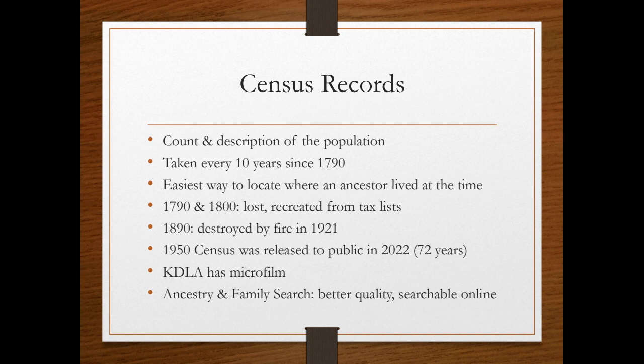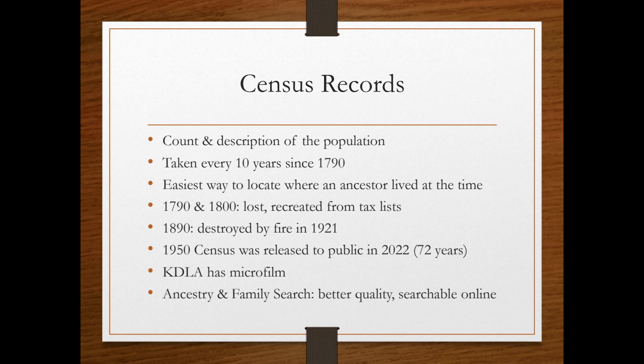So if you can follow them every 10 years, it's kind of a check-in, and you can see if they moved from location to location, from county to county, things like that. There were a couple of issues with the history of the census. 1790 and 1800 have been lost. They were recreated based on tax lists, so people who had paid taxes at that time. But if they didn't own property, they didn't pay taxes, so they aren't on the tax list. So the censuses for those times are as complete as can be, but I can't guarantee they include everyone who lived in the state at the time.